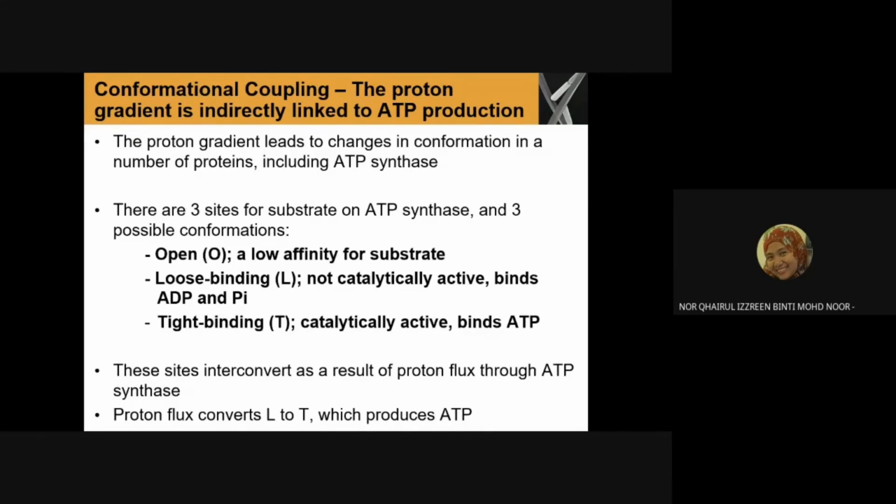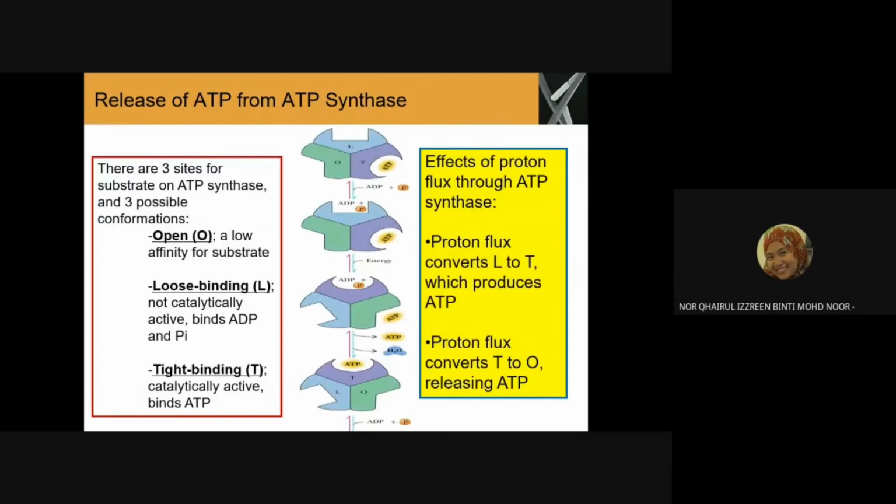The F1 doesn't move. The one that moves is the site change, as the protons, H+, are moved from the intermembrane space to the matrix of the mitochondria. This site change is a result of proton flux. Proton flux converts L to T, loose form to tight form, which produces ATP. Proton flux also converts tight form to open form, which releases the ATP. So we look into it here. For the release of ATP from ATP synthase, we have three sites here. You can see O, open, loose L, tight binding T. L, O, T here.